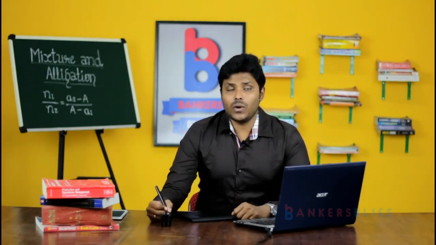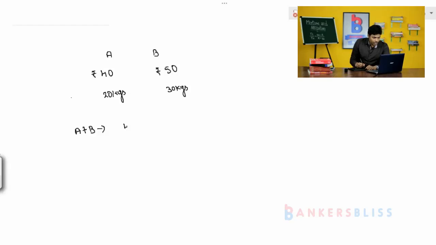Normally when we ask you a question like this, what is the average price per kilo, what students do is 40 plus 50 by 2, that is 90 by 2, which is equal to 45. This is the wrong method. You can do this when the quantities are the same. But here you have different quantities, that is 20 kgs and 30 kgs. So what do you have to do?